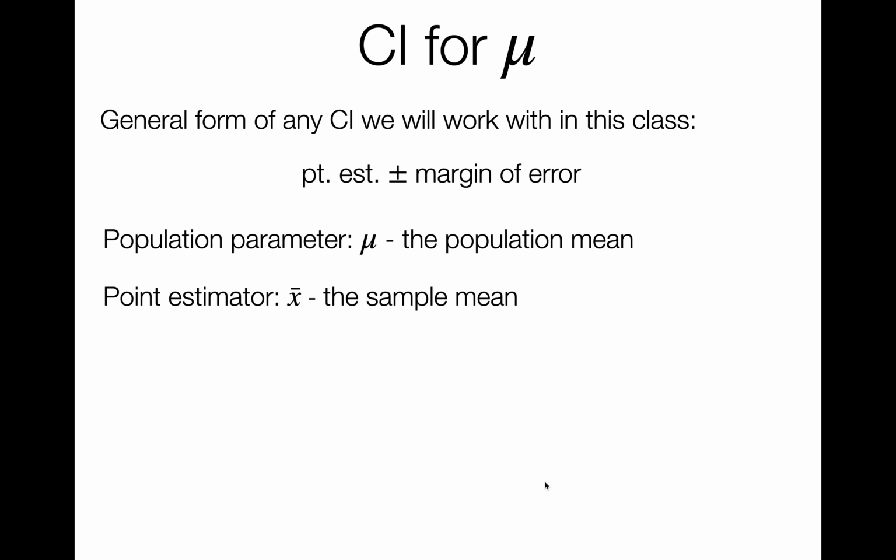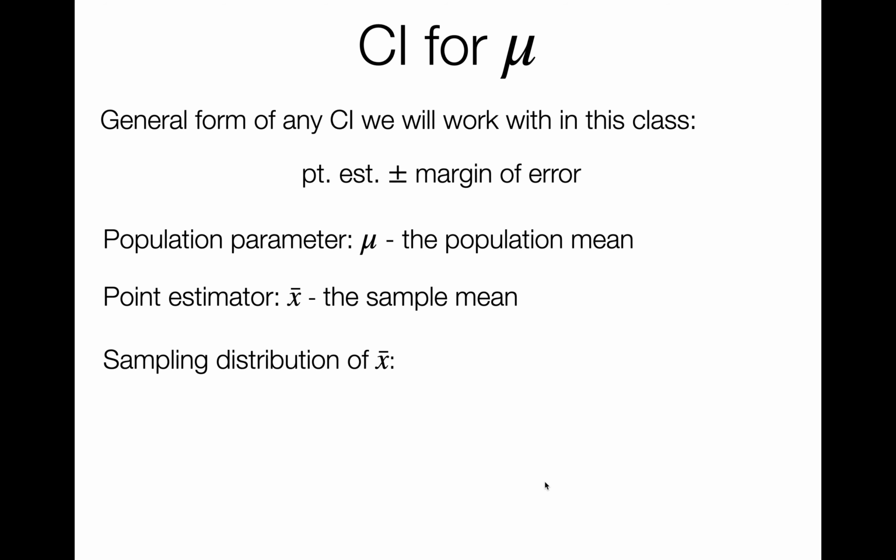Okay, I can't take data from all of the population. Maybe my population is the whole United States. Okay, I can't do that. I can't find the mean of something about the whole United States. So what I have to do is take a sample, and then my best guess at the value of the population mean is the mean of the sample that I took. So the point estimator, my best guess, is the sample mean.